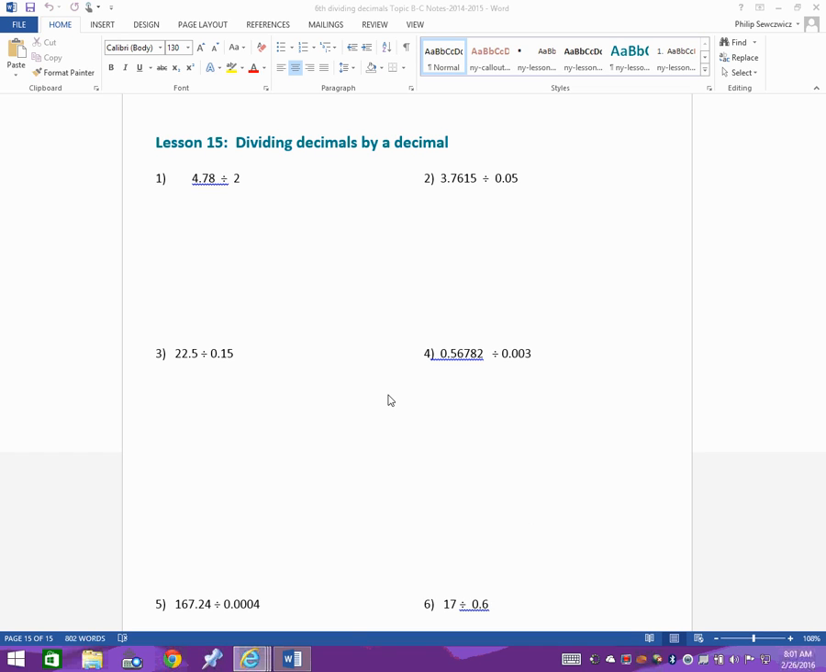No, it's not hammer time. It's lesson 15 time. Dividing decimals by a decimal.